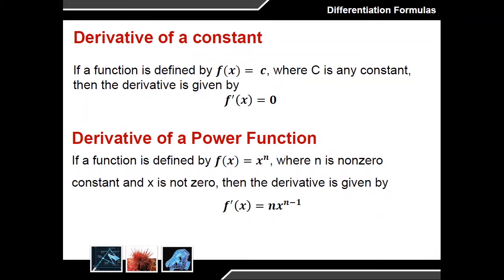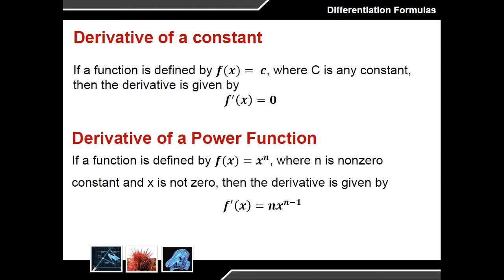Derivative of a constant. If the function f of x is equal to c, where c is any constant, be it any number, any non-zero number, it's always going to be f prime of x is equal to 0. Even scientific constants and other mathematical constants like pi will always be equal to 0 unless it's connected to a variable.